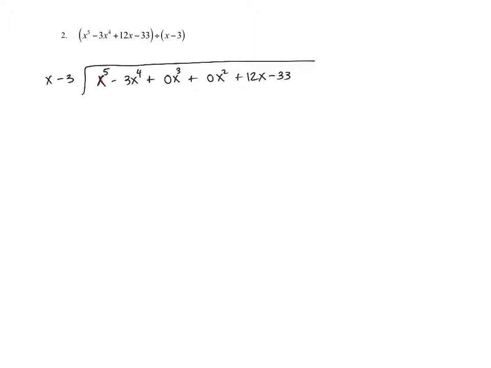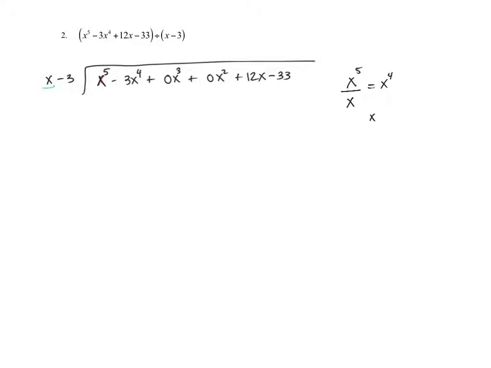So we divide by x minus 3. First step is we take the leading term of our dividend and divide that by the leading term of the divisor. We're always seeing how many times does x go into that leading term, and it would be x to the 4th.